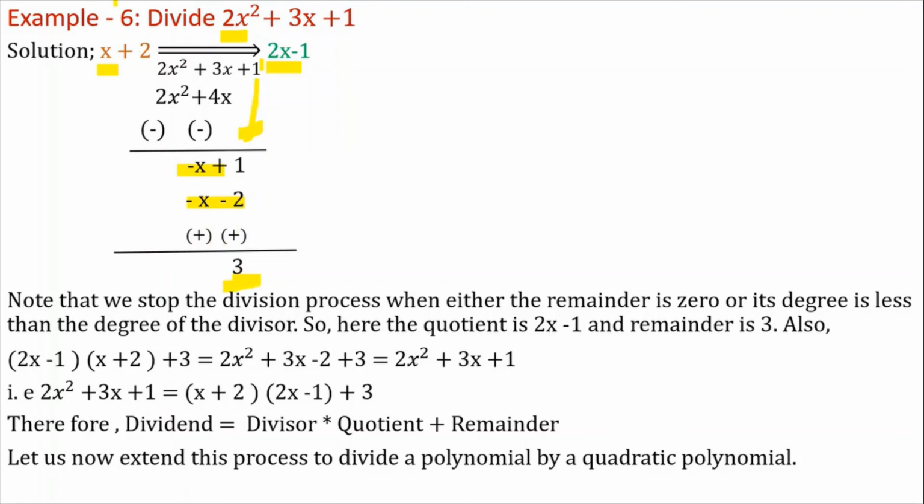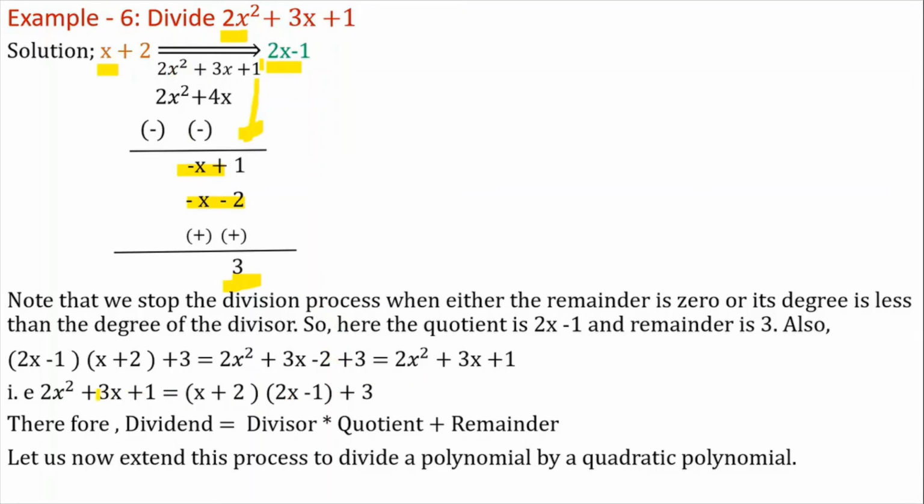It is the remainder. Note, we have to stop the division process when either the remainder is 0 or the degree of the remainder is less than the degree of the divisor. Here the degree of the divisor is 1, but the degree of the remainder is 0. So the degree of the remainder is less than the degree of the divisor, and I can stop the division process. I write 2x minus 1 into x plus 2 plus 3, which is equal to 2x squared plus 3x plus 1.